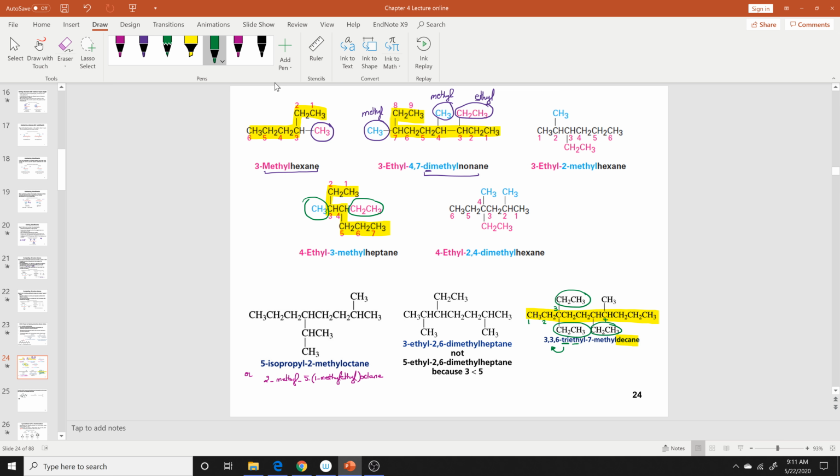Why is this before the methyl? Because the E comes before the M. The E in the ethyl comes before the M in the methyl. You have to arrange them in alphabetical order. Don't look at the prefix and try.